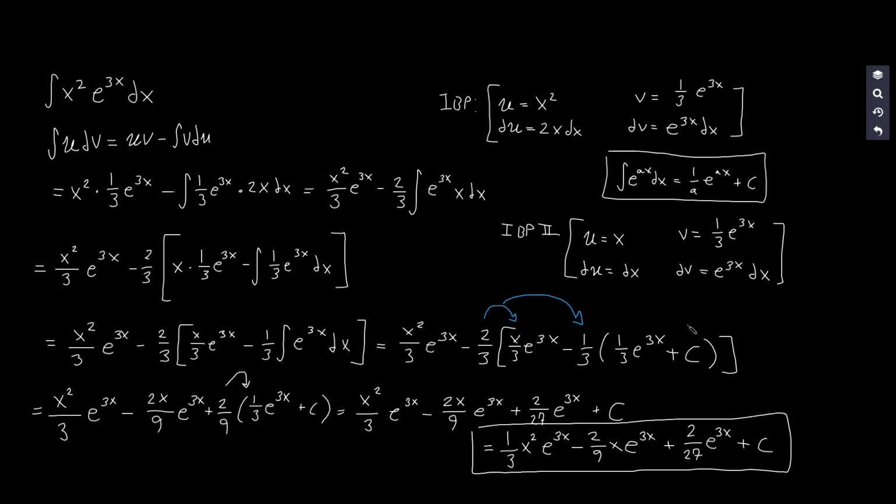That is 1/3 times x squared times Euler's number raised to the power of 3 times x, minus 2 over 9 times x times Euler's number raised to the power of 3 times x, plus 2 over 27 times Euler's number raised to the power of 3 times x, plus c.